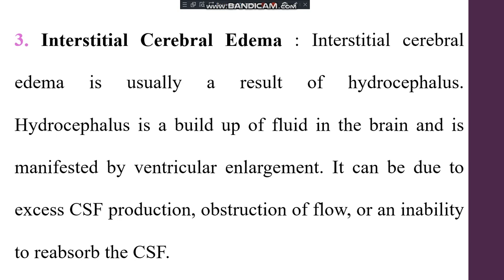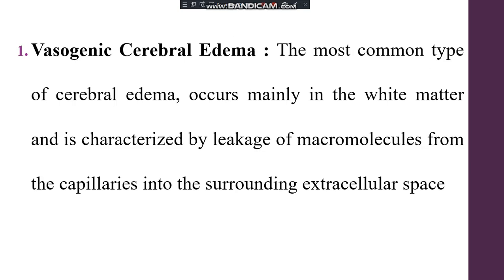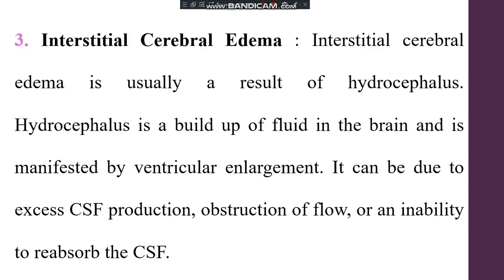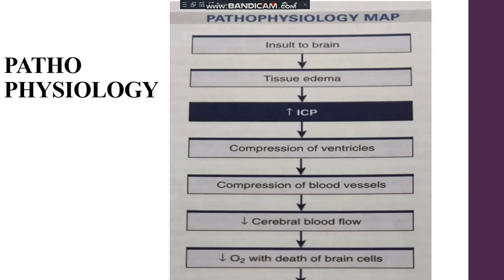So these are the three types of cerebral edema. Let's recollect. The first one is vasogenic, the second one is cytotoxic, the third one is interstitial cerebral edema. Clear. Now we are coming to the most important part, that is the pathophysiology of cerebral edema.